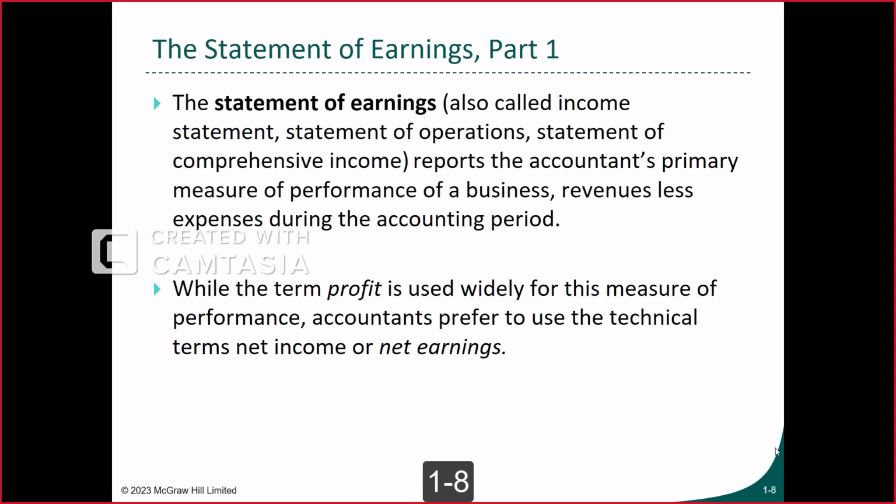So, again, what does the statement of financial position include? To summarize, what do we see in a statement of financial position?